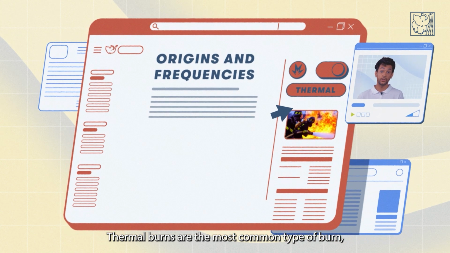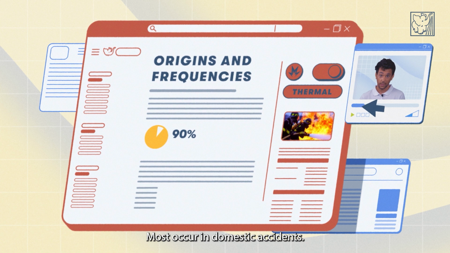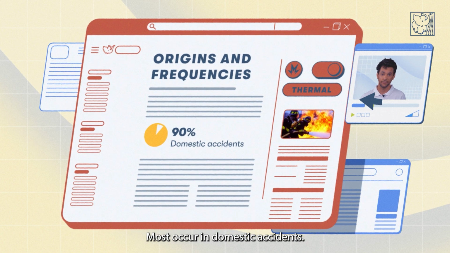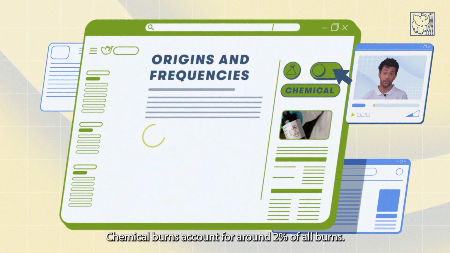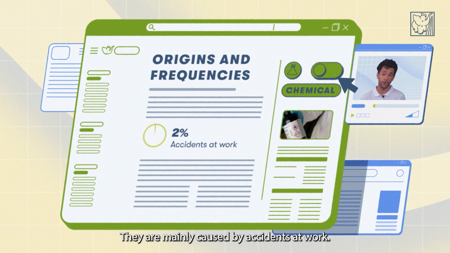Thermal burns are the most common type of burn, accounting for around 90% of all burns. Most occur in domestic accidents. Chemical burns account for around 2% of all burns. They are mainly caused by accidents at work.